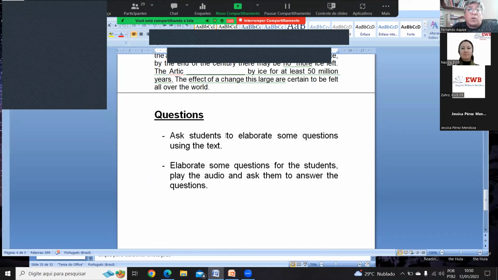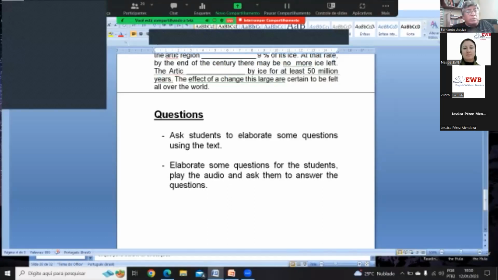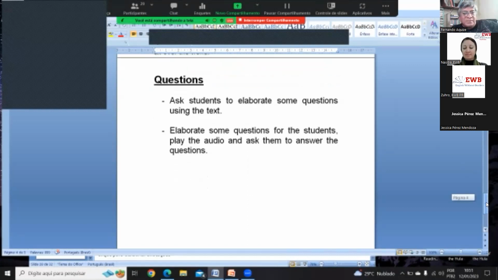You can ask students to elaborate some questions using the text, and then ask each other, or ask you as the teacher: ask me some questions about the text. Or you can elaborate the questions and ask the students to answer them. I think it's more interesting if you ask them to elaborate the questions. Any questions, by the way?